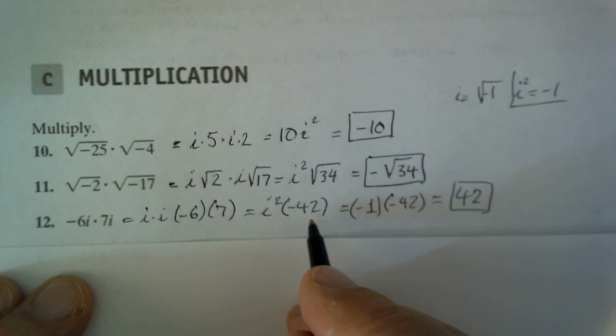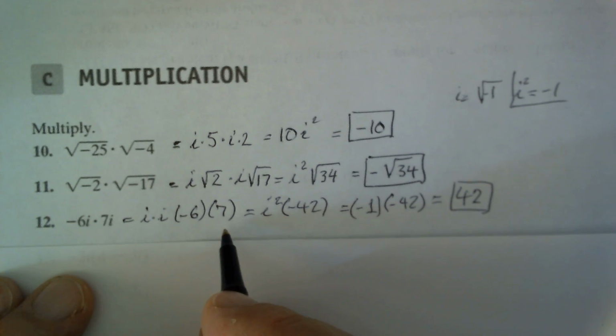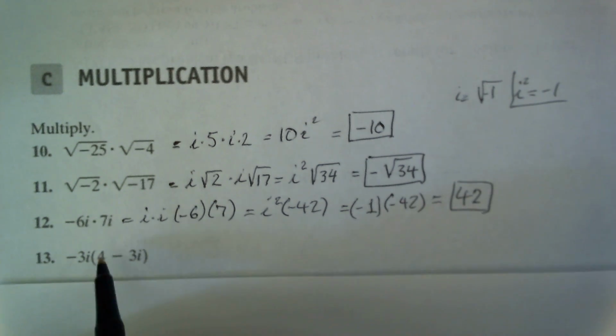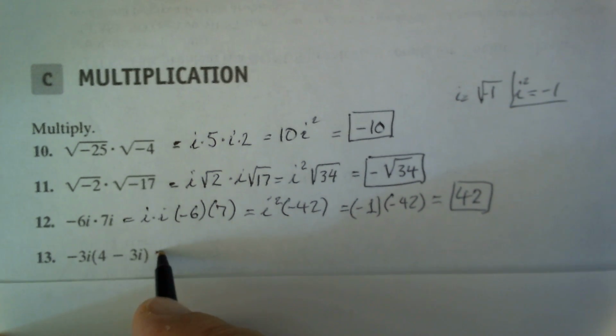You don't really have to take all the in-between steps. If you can skip some steps, that's fine. I just want to be very explicit about it. Here we use the distributive property, as we always have when we have parentheses, and we want to eliminate them. So minus 3i times 4 is simply minus 12i.